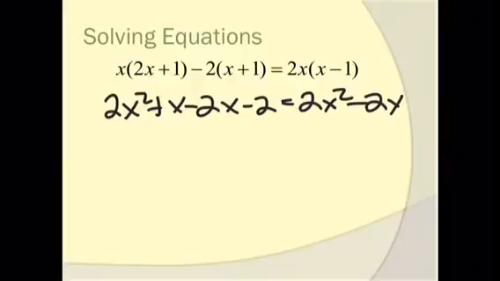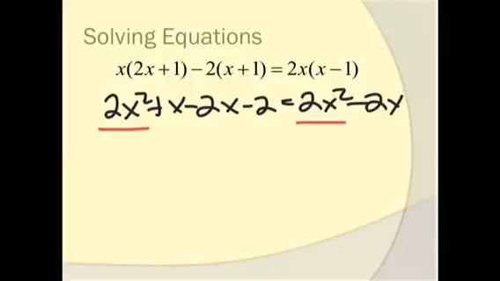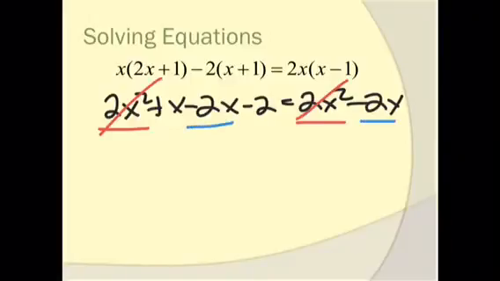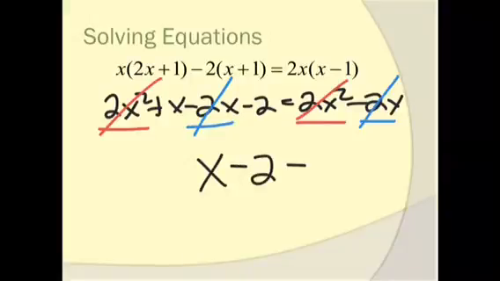Looking at our equation, you notice that you have a 2x squared on both sides. If I subtracted 2x squared on one side, it would cancel out with the one on the other side, so they're going to cancel. I also have a negative 2x on both sides. If I added 2x to both sides, then they would cancel out. And I will be left with x minus 2 is equal to 0. So now it's something simple to solve. Add 2 to both sides, and we get the final answer, x is equal to 2.